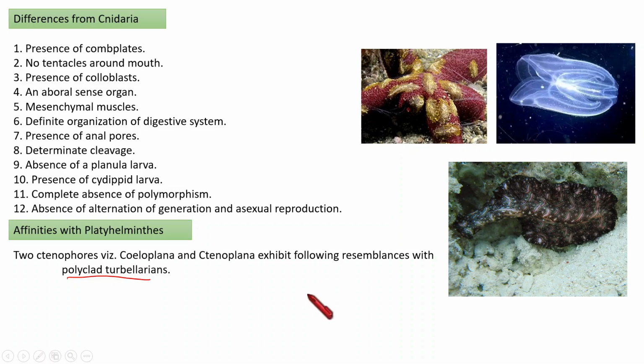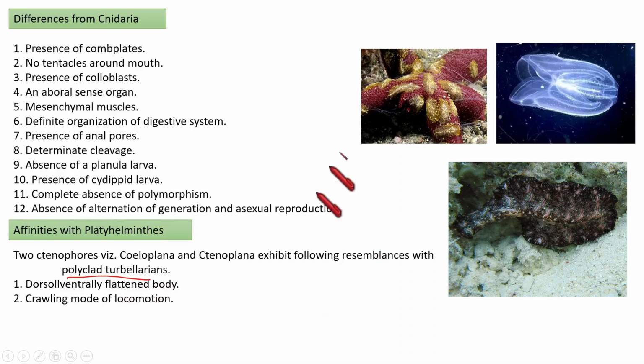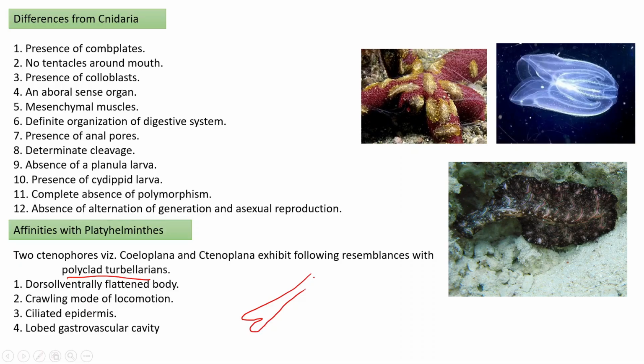Let's see what features they share with the turbellarian. Dorso-ventrally flattened body. They both possess a somewhat dorso-ventrally flattened body, and we can see that characteristic in the polyclad turbellarian also. And crawling mode of locomotion. They all have such type of locomotion. In that way, they are similar. Ciliated epidermis, meaning all these three have a ciliated epidermis. And then lobed gastrovascular cavity. That is another feature shared between ctenophores and platyhelminths.